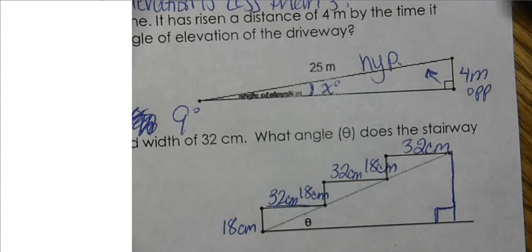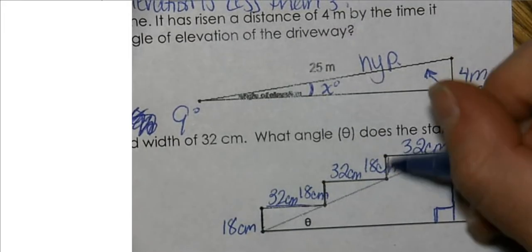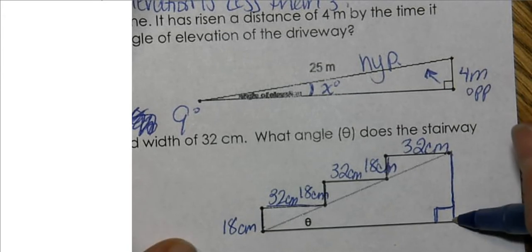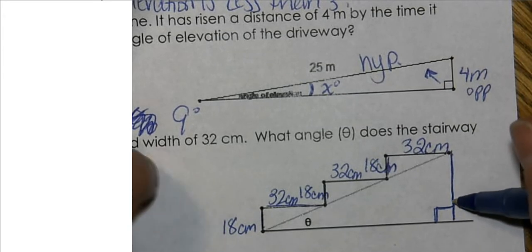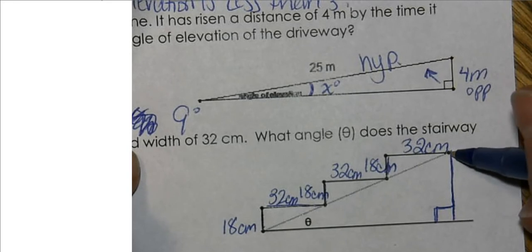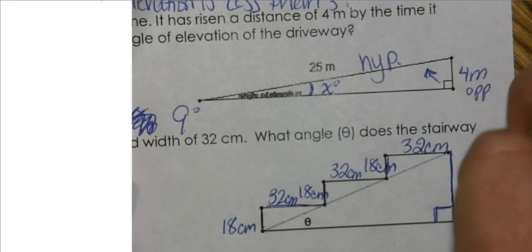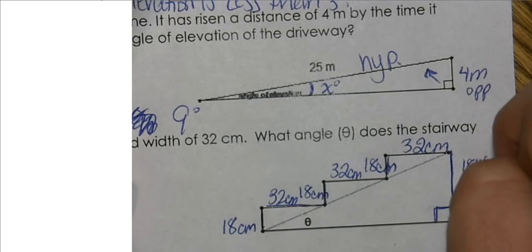So with respect to the height of the stairs, what I know is that each of these pieces are parallel to the height. And one piece is going to be 18 centimeters. Then another piece is going to be 18 centimeters. And then the final piece is 18 centimeters. 18 plus 18 plus 18, that is 54 centimeters.